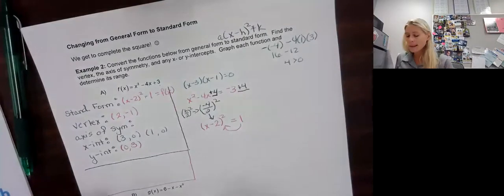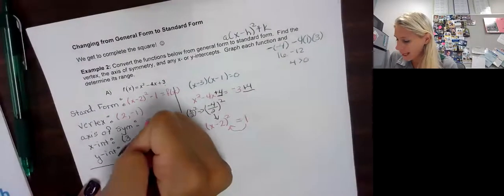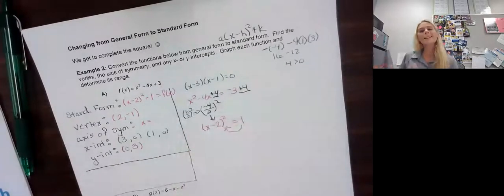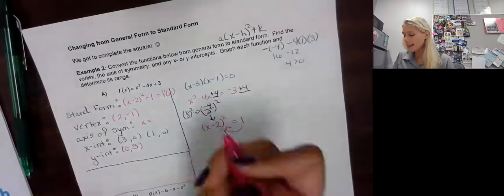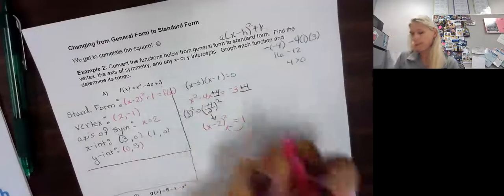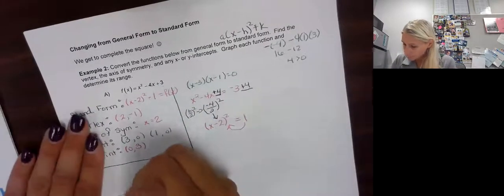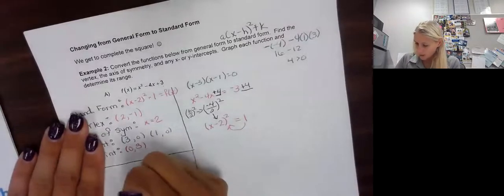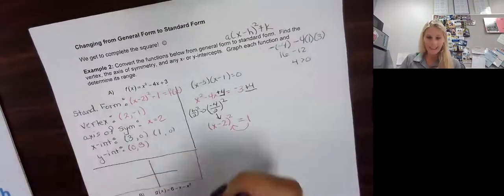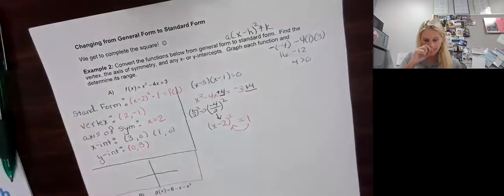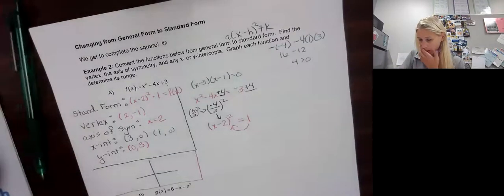The axis of symmetry is always a line, so it's x equals. And what is the x value of the vertex? It is 2. And we've got all of our pieces. Now we can graph. Okay, I'm going to label each piece. And then it says determine its range. Okay, so let's plug these in.